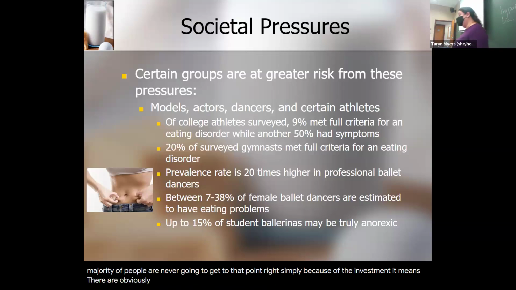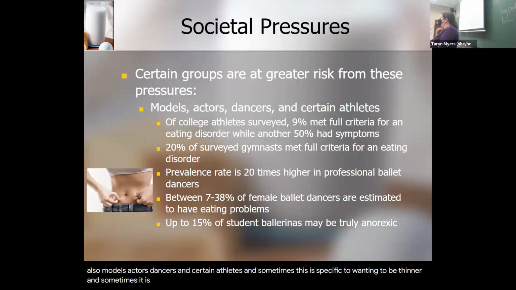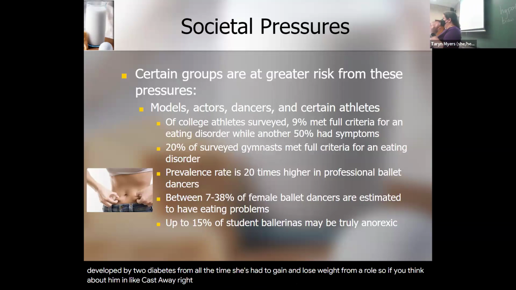There are obviously certain groups at greater risk. I mentioned people can compete in pageants, but also models, actors, dancers, and certain athletes. Sometimes this is specific to wanting to be thinner, and sometimes it is having to gain or lose weight for a role. For example, the actor Tom Hanks developed type 2 diabetes from all the times he's had to gain and lose weight for a role. If you think about him in Cast Away, where he had to be really emaciated, versus others.